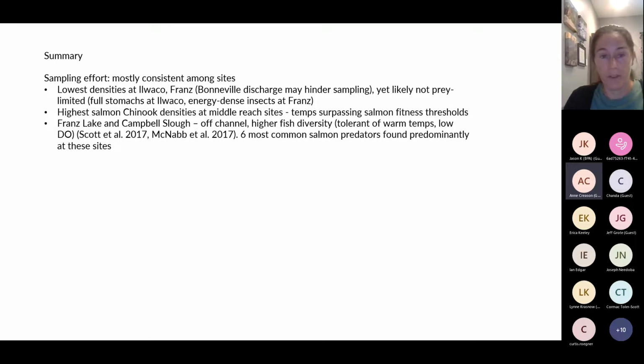I just thought this was interesting to note. I got this from one of the reports that these off-channel sites have higher fish diversity, some species that are tolerant of warm temps and low DO, dissolved oxygen, and six of the most common juvenile salmon predators are found frequently at these sites.